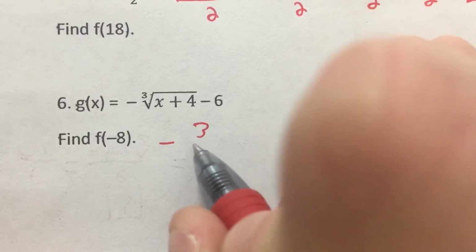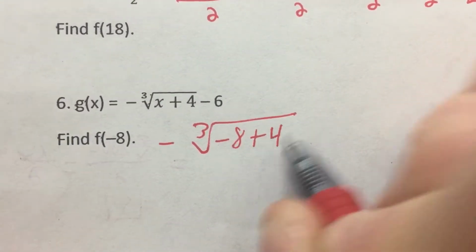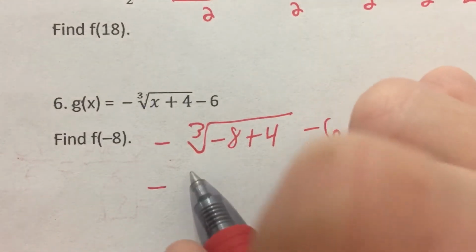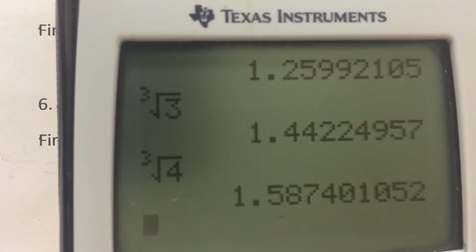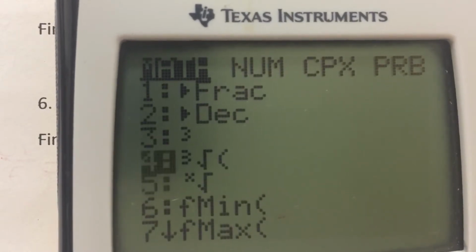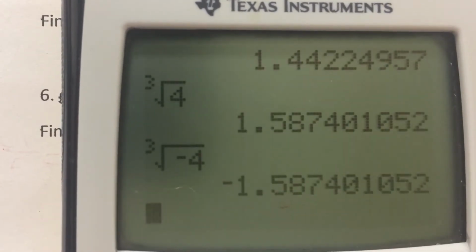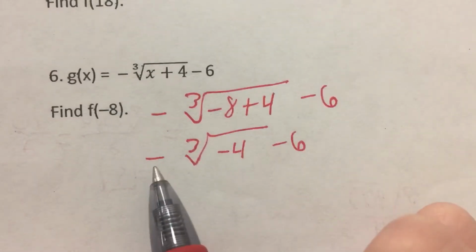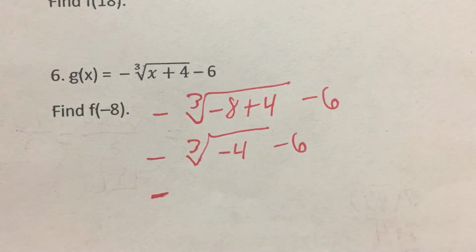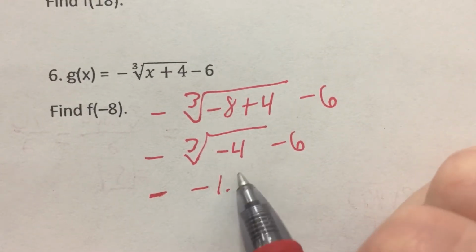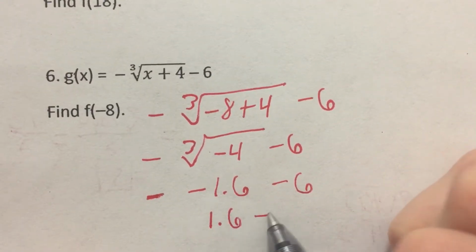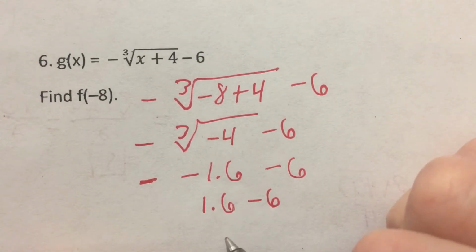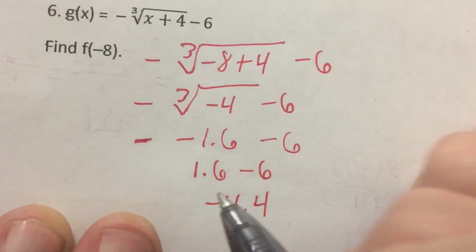Final one, we're going to plug in negative 8 here. We have the negative cube root of negative 8 plus 4 and then minus 6. Well, negative 8 plus 4 is negative 4. If I were to try to find out the cube root of negative 4, I would discover that it's about negative 1.6. Now there's also a negative sign here, so this turns out to be negative 1.6 and then minus 6. Back-to-back negatives actually turn that into a positive 1.6 minus 6. And if you subtract those, you end up with about negative 4.4.